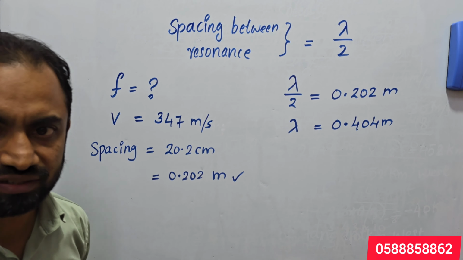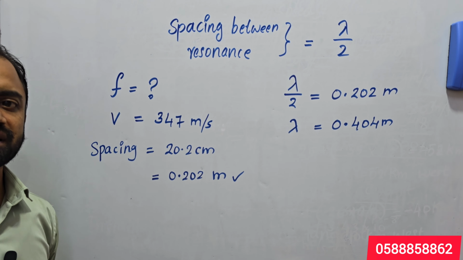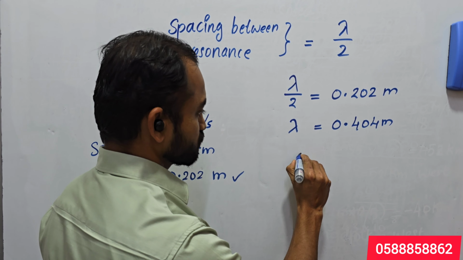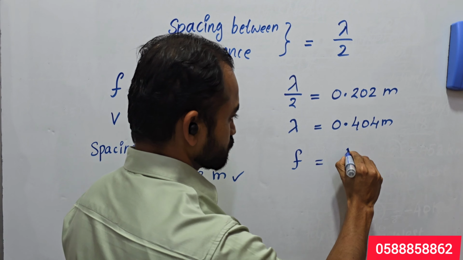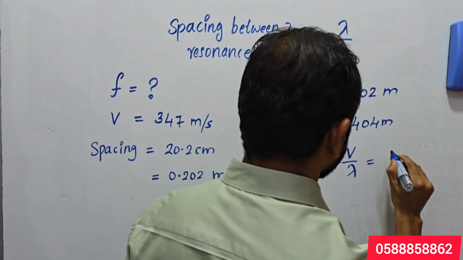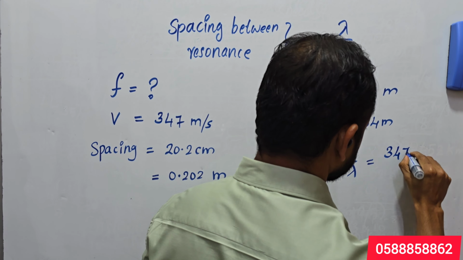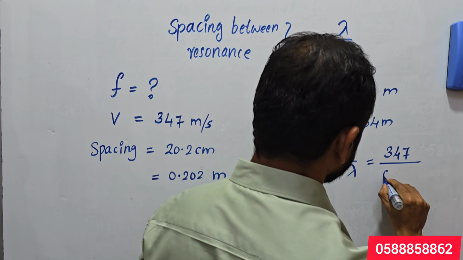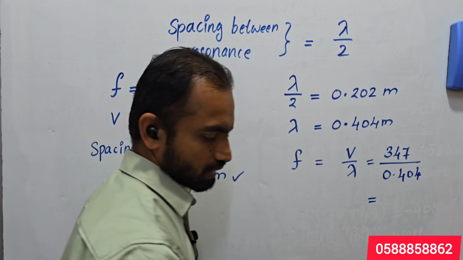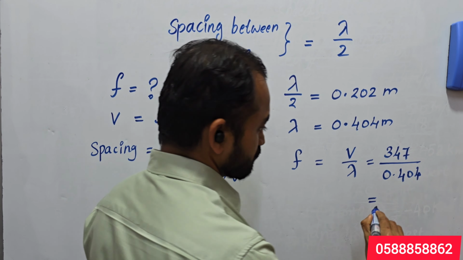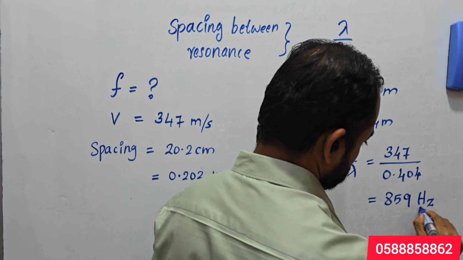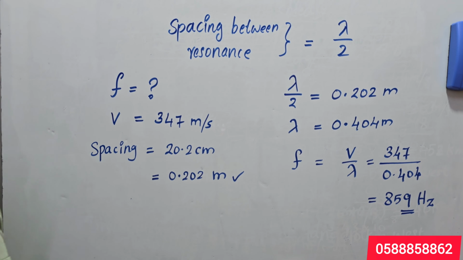Okay, who is explaining this? Yara, right? Okay, very good, Yara. So you wrote the equation for frequency, right? Frequency is equal to speed over wavelength. Speed we already wrote, 347 meter per second, divided by wavelength you calculated, 0.404. When you calculate this, you will get an answer 859 hertz. So 859 hertz is the frequency.